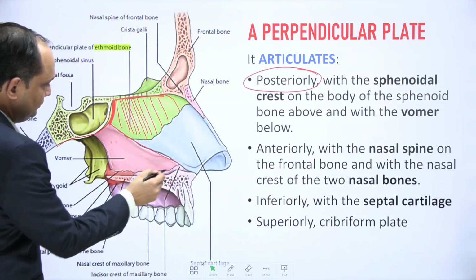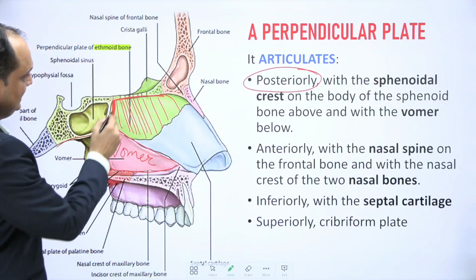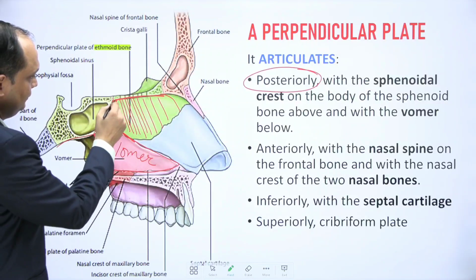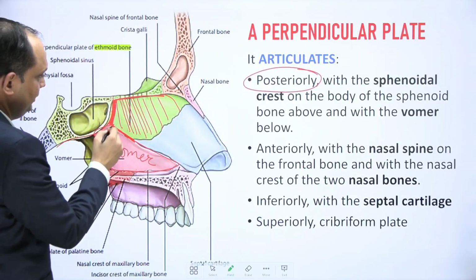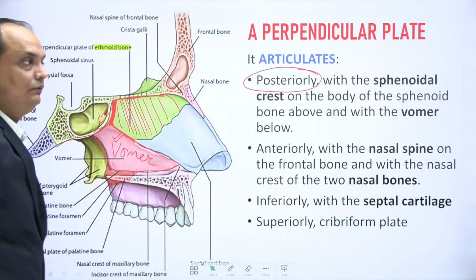So this is the vomer bone. Now here you can see that this posterior part of your perpendicular plate of ethmoid is making a joint with the sphenoid and with the vomer.